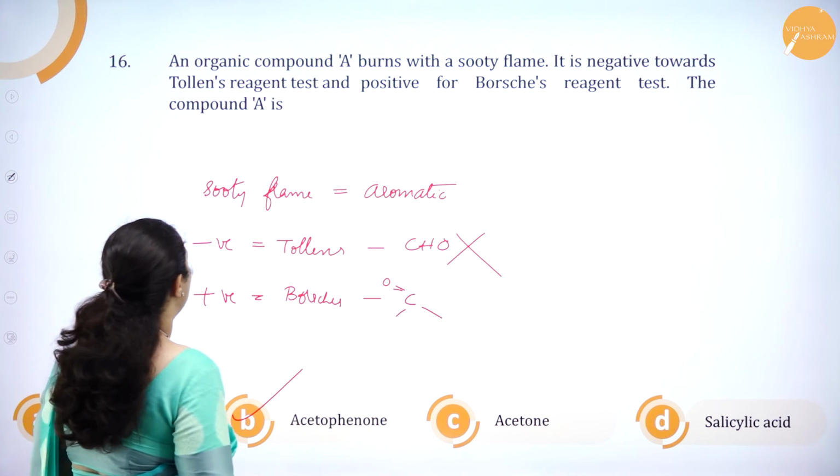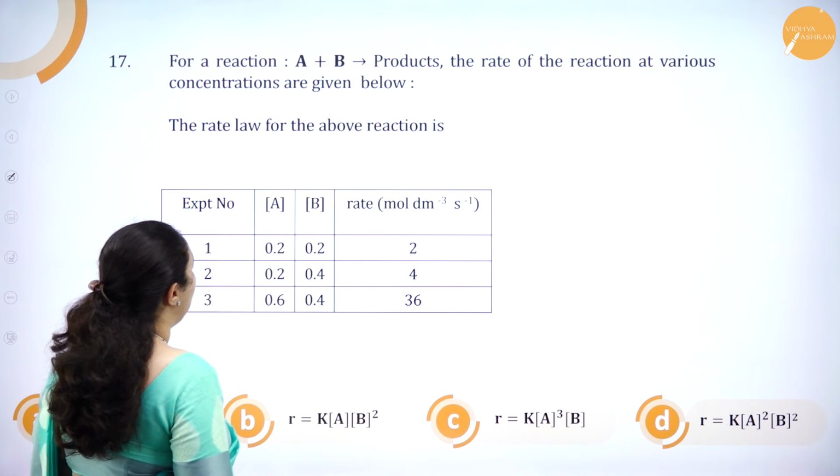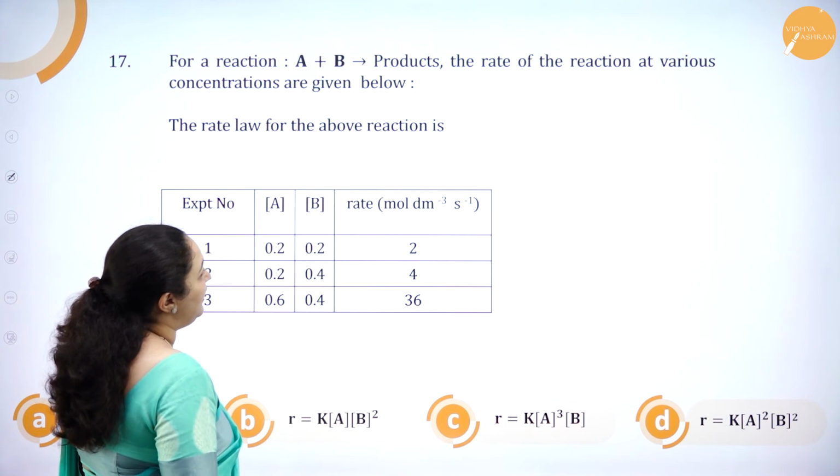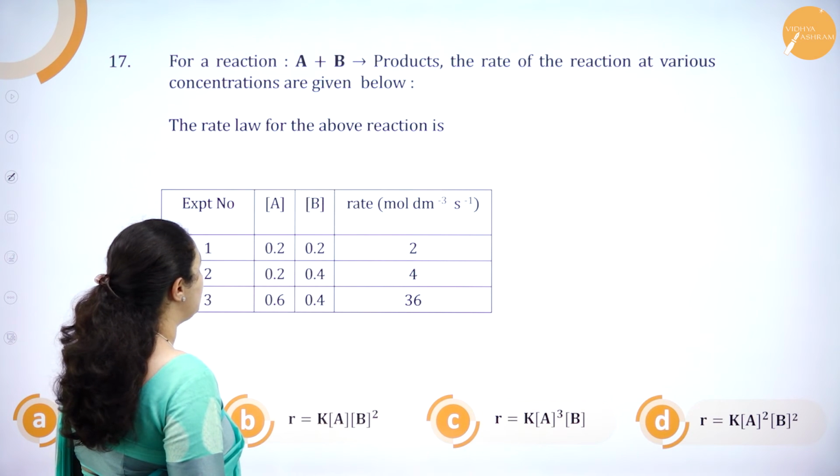Next question. For a reaction A plus B giving products, the rate of the reaction at various concentrations are given.